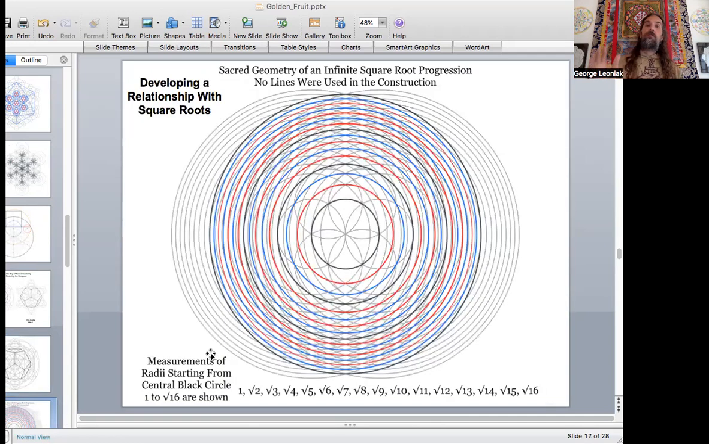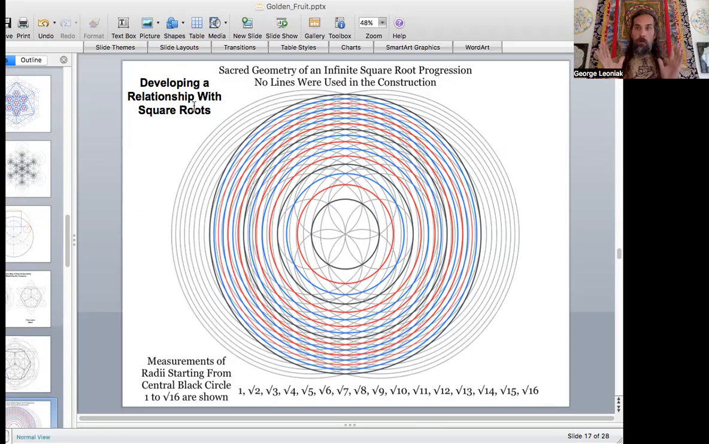And as I said, this is from that first video, the Sacred Roots of Relationship video, where I was really digging into circle patterns that create an infinite circle, square root pattern. And this is just showing root 2 all the way out to root 16 in this circle progression that I didn't use any lines to do. It was just based on working with the seed of life and the compass.